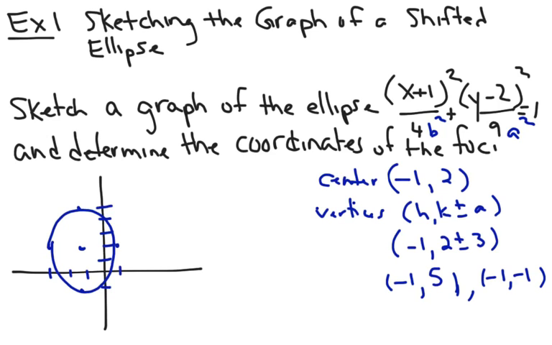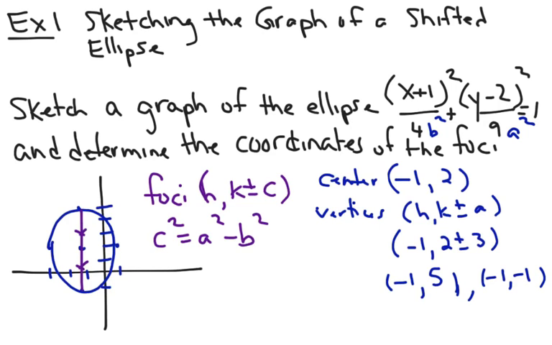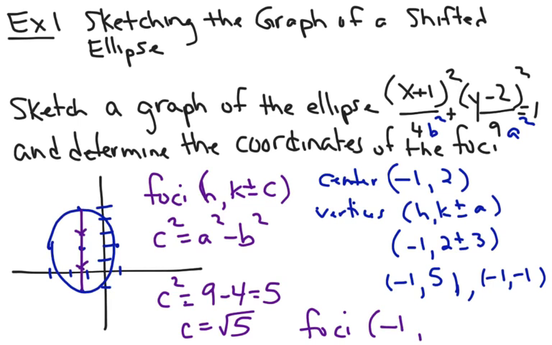The next thing they want me to find is where the foci are. Remember, the foci lie on the major axis. So for whichever conic we're talking about, which happens to be the ellipse, elongated vertically, the foci are going to be at h comma k plus or minus c, where c squared is equal to a squared minus b squared. So c squared is 9 minus 4, which is 5, so c is the square root of 5. So the foci must be at -1 comma 2 plus or minus the square root of 5.